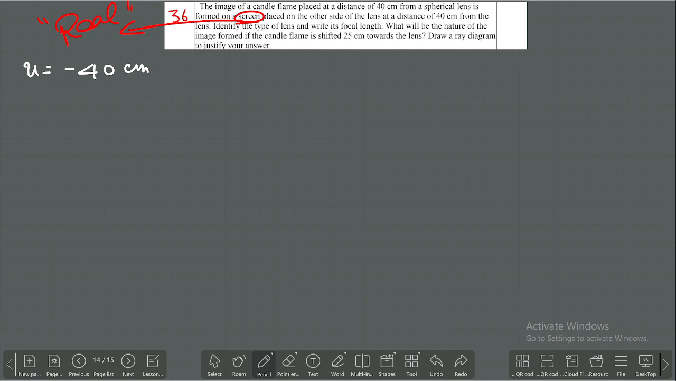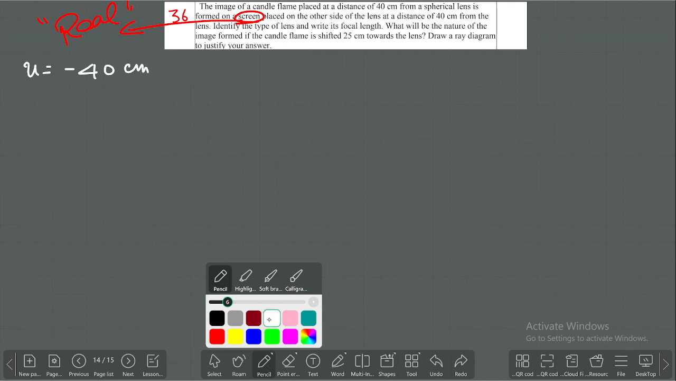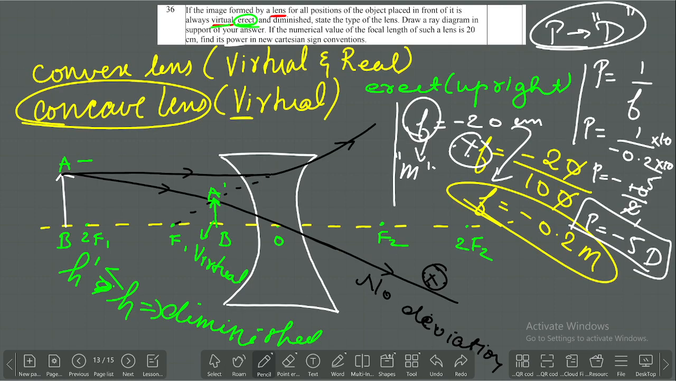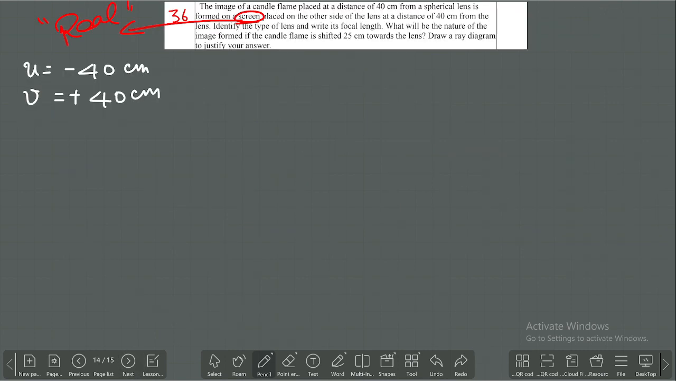On the other side of the lens at a distance of v is equal to, since it is on the right side, it is going to be positive, so plus 40 centimeter from the lens. Identify the type of the lens over here. As we said, concave can produce only virtual images, but convex has the ability to produce both real as well as virtual. From this you can conclude that the nature of the lens we are going to use here is called a convex lens. Next, write its focal length.